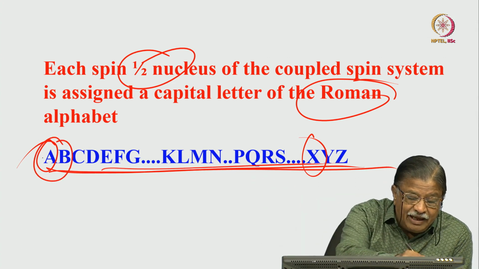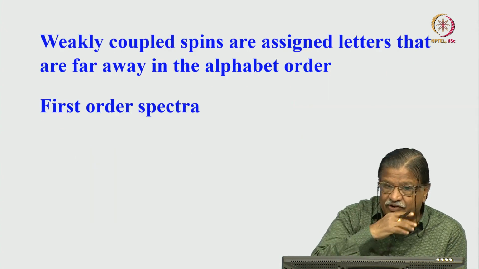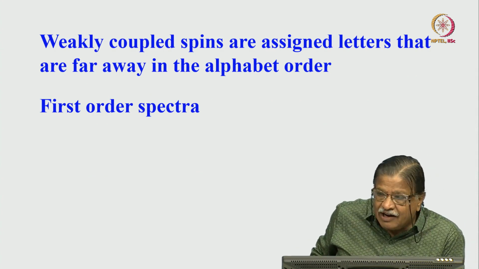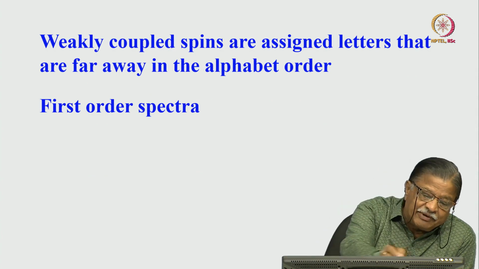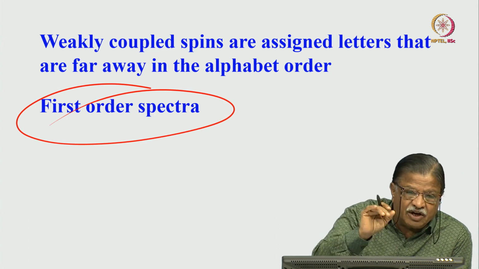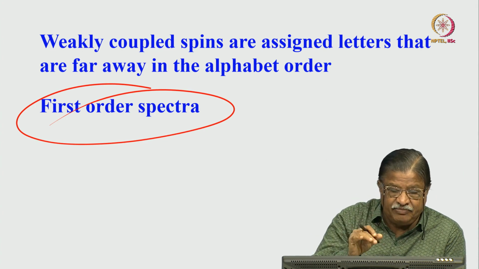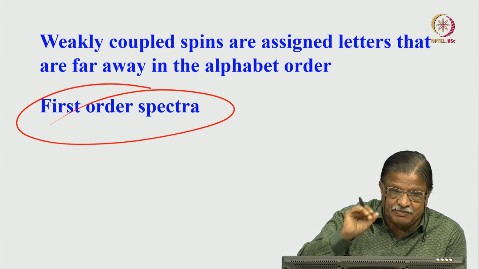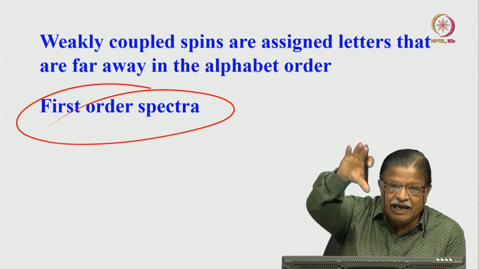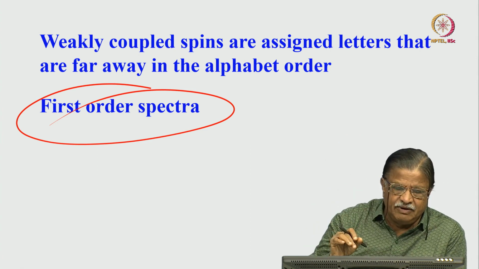If I put A and B, the letter is immediately next to that. That is strongly coupled. So, for weakly coupled, the letters assigned are far away in the alphabet order, and such types of spectra are called first order spectra. The spectra you are going to get are first order. First order means straightforward analysis is possible. Straightforward analysis is possible for weakly coupled. That means looking at the spectrum, I can measure the chemical shifts and coupling constants fairly easily without going into more complications.